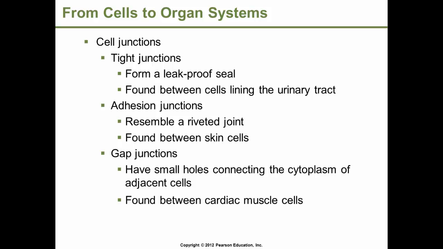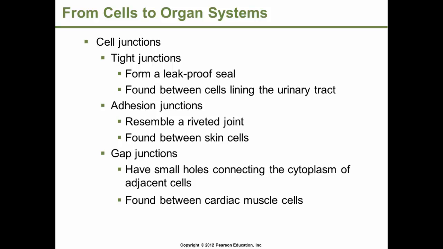Cell junctions can be classified as tight junctions, adhesion junctions, or gap junctions. Tight junctions form a leak-proof seal, and they're found between cells lining the urinary tract and digestive tract. Tight junctions create an impermeable junction that prevents exchange of material between cells. In the digestive tract, they prevent digestive enzymes and microorganisms from entering the blood. In the urinary system, they prevent urine from passing through the epithelia in the urinary tract.